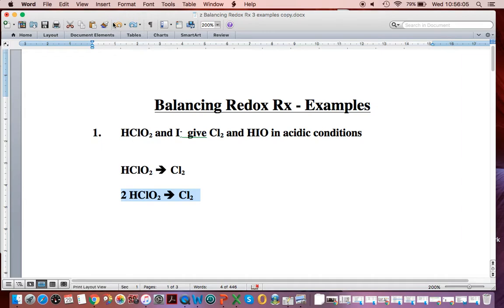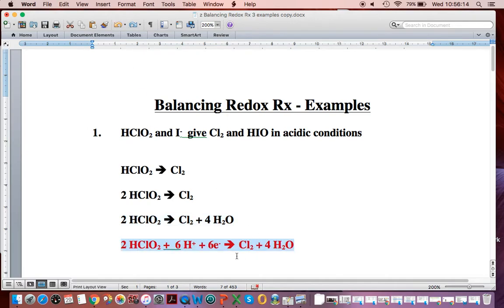Now we balance the oxygens by adding water, and we balance the hydrogens by adding H pluses, and we'll balance the charge. So when we look at this, we had the 8 hydrogens on the right, we had 2, that's why it's 6 H pluses here and 6 electrons, and you may want to put a star by this because this is going to be our reduction half reaction. We're going to do the same thing for the iodide.